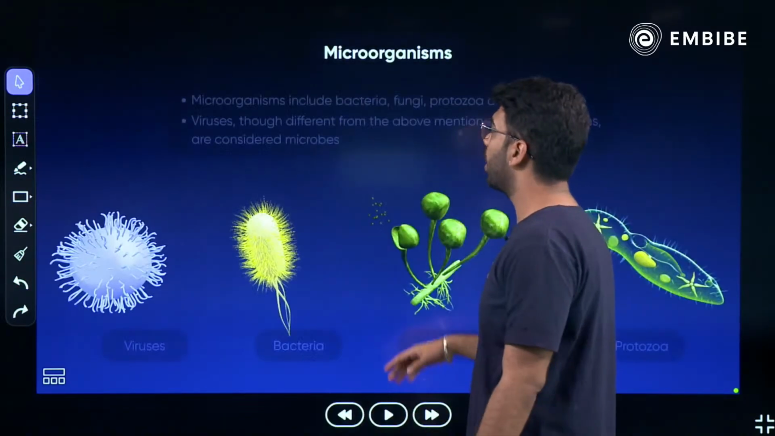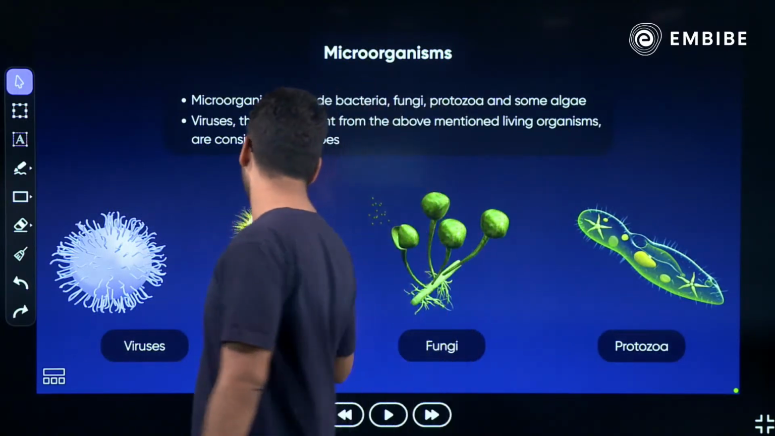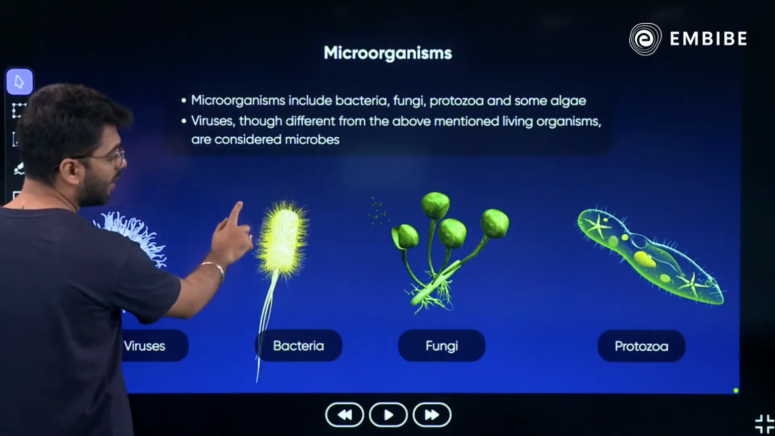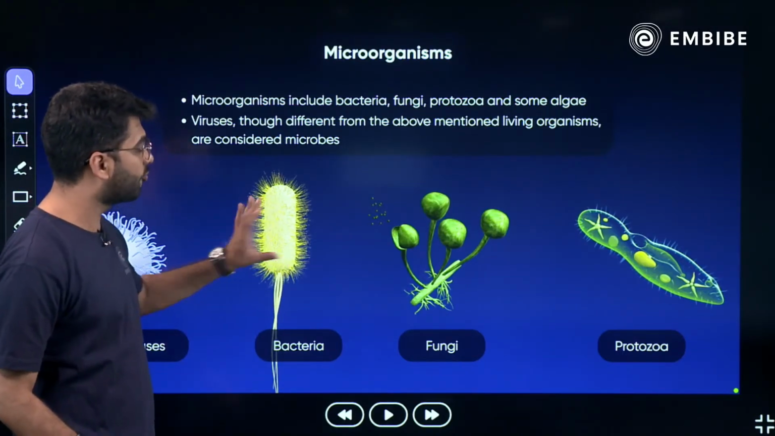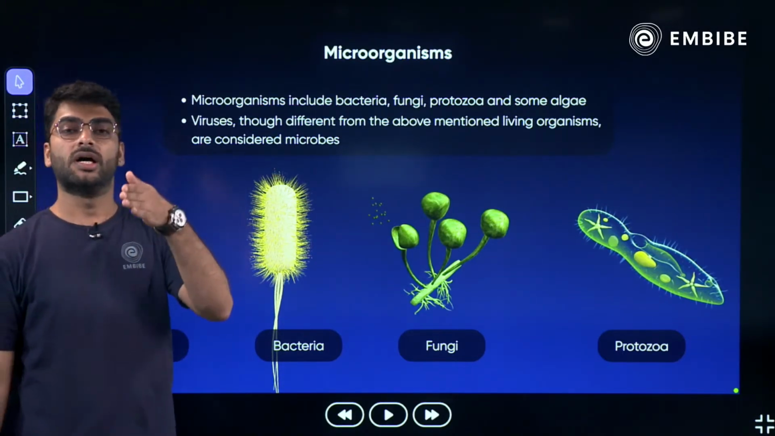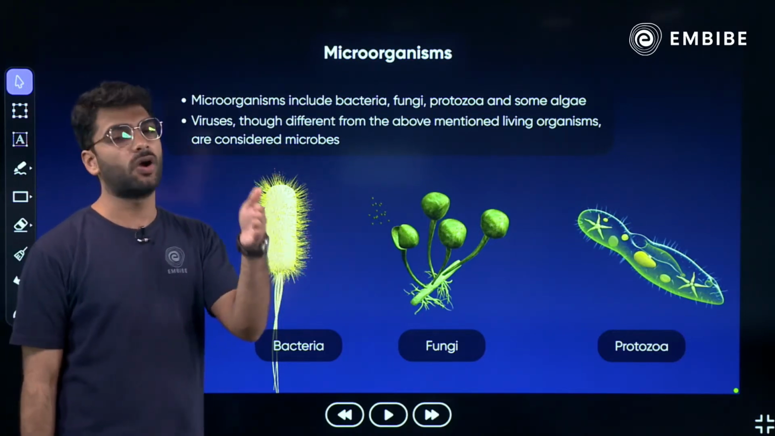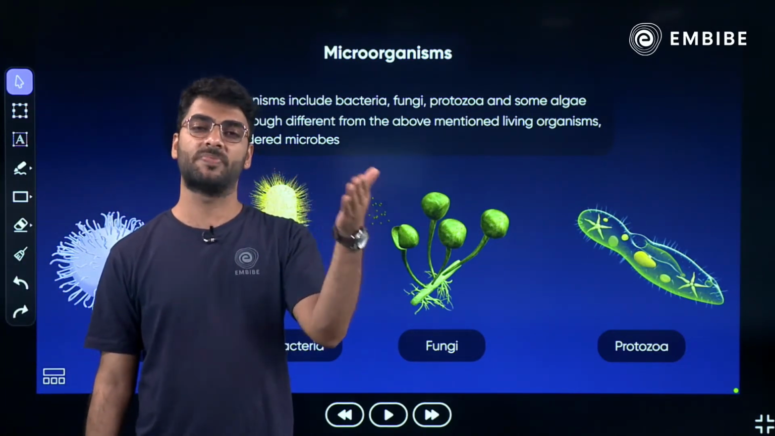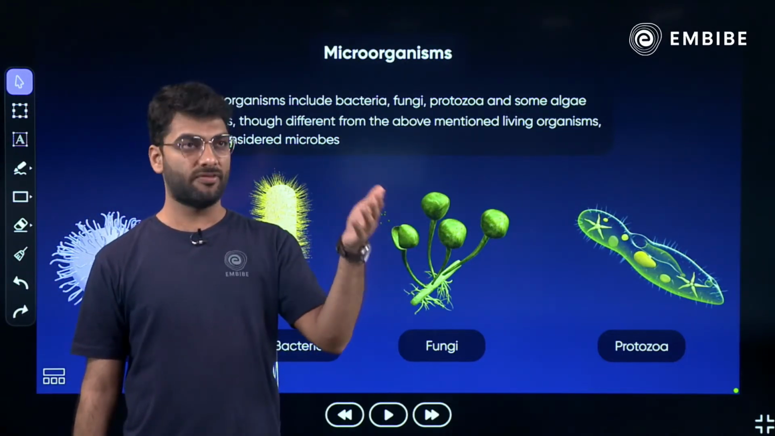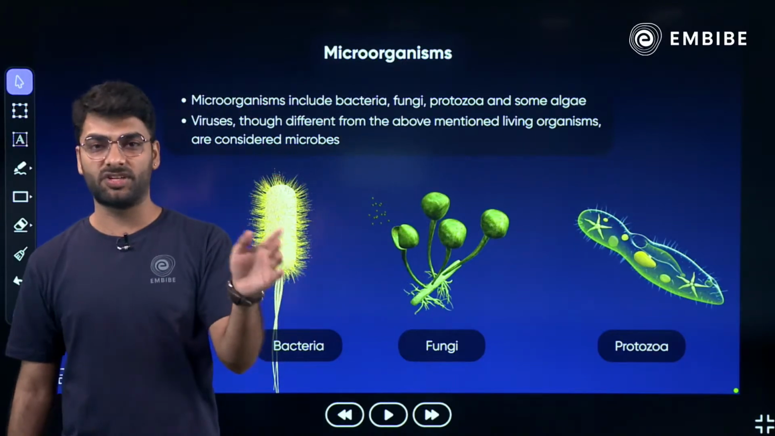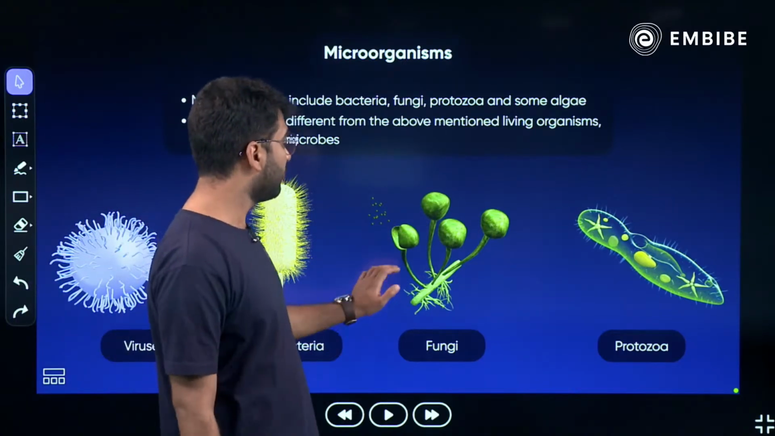So now talking about the different types of bacteria or different types of microbes that we have. So number one are the bacteria. Bacteria is a type of microorganism. They are of 4 different shapes. You have spherical bacteria called cocci, rod shaped bacteria which is bacilli, comma shaped bacteria which is vibrio, and then you have spirilla which is the spiral shaped bacteria.